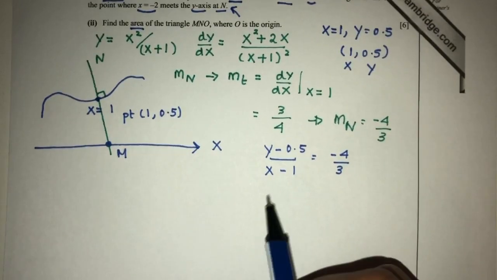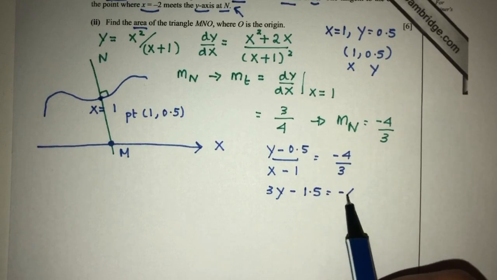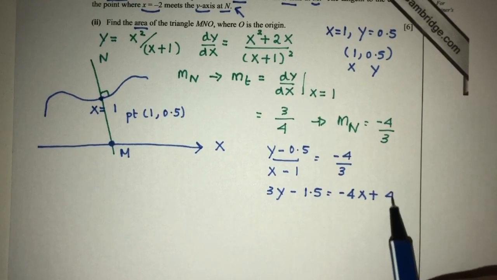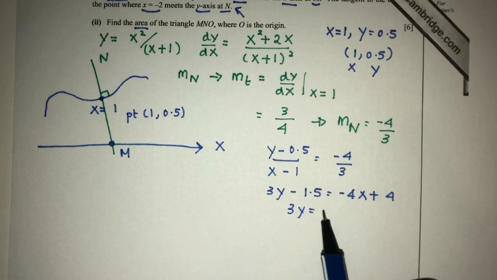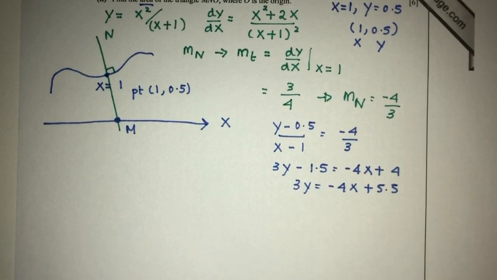Now cross multiply, you will have 3y minus 1.5 is equal to minus 4x plus 4. 3y is equal to minus 4x plus 5.5. Okay, this is my normal. Now, this is not my answer yet because we have to find the point M.